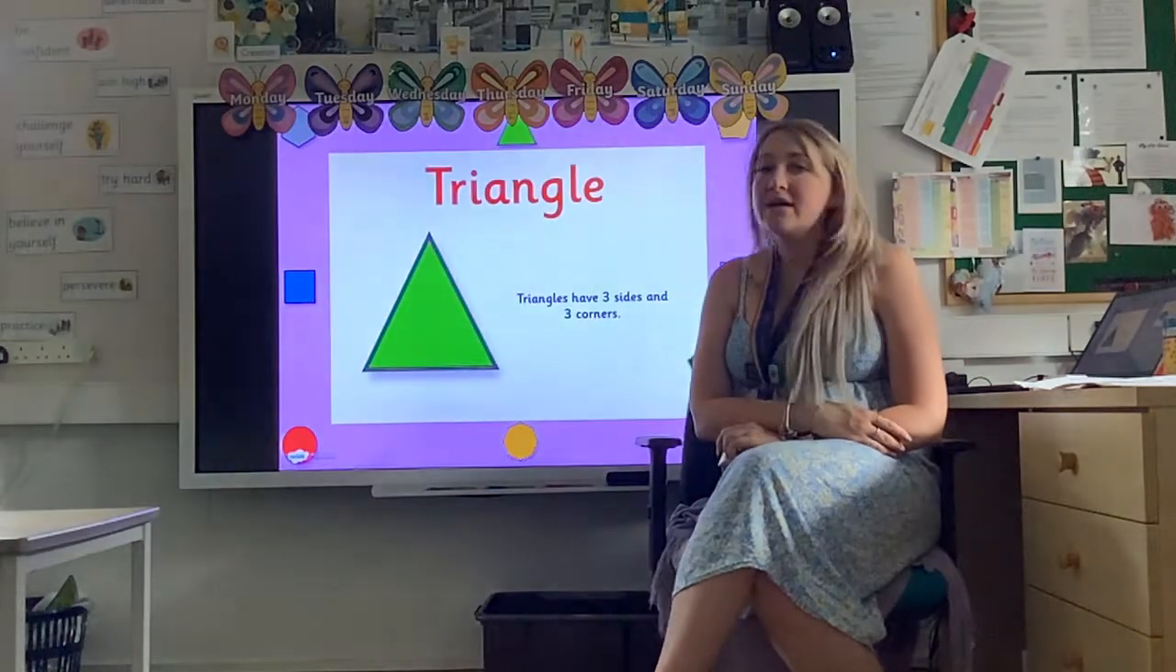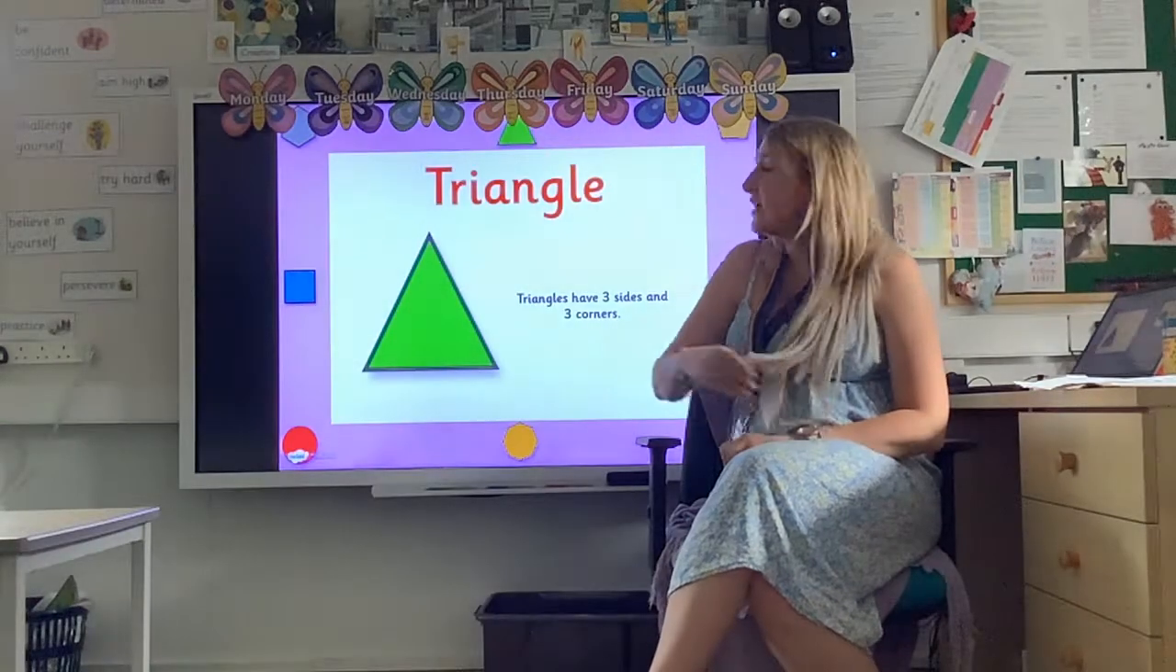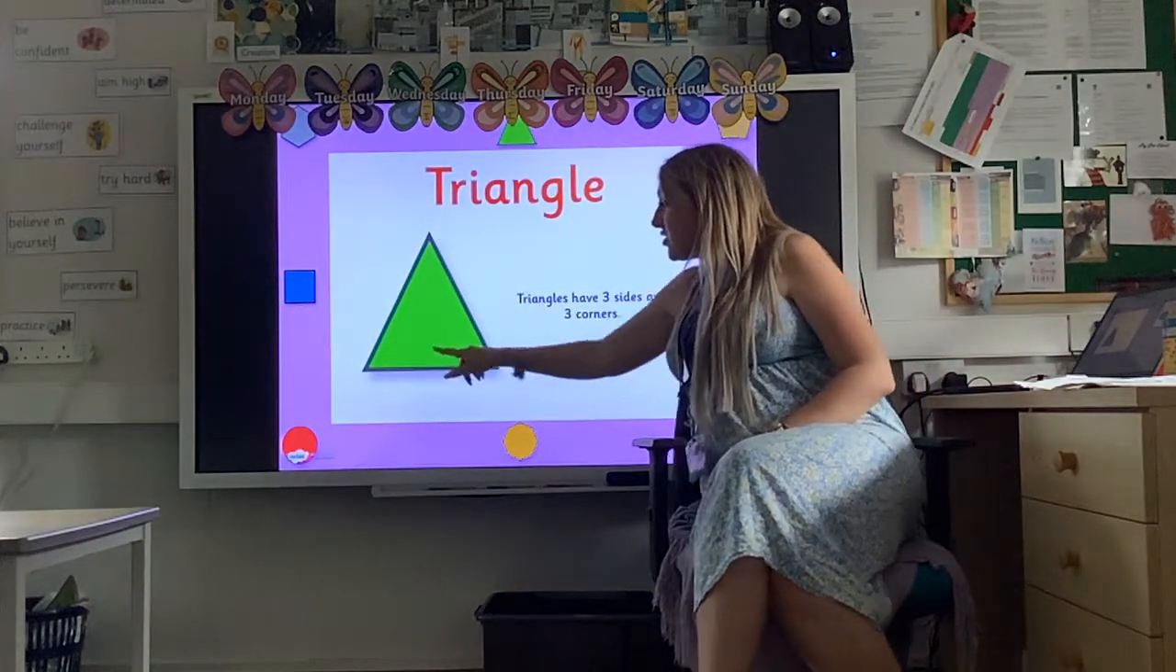Did you get a triangle? So a triangle has 3 sides and 3 corners. 1, 2 and 3.